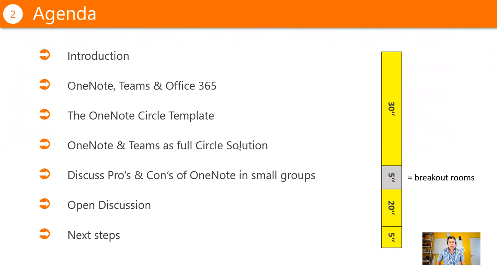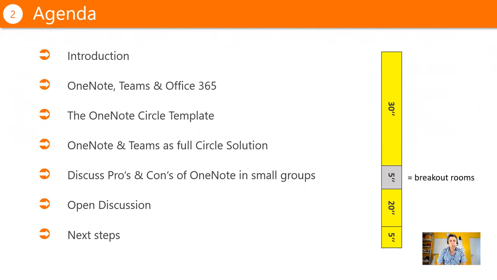And then I think the main part today is that I will show you a circle template, a template for OneNote that I use quite often in circles for documentation. I will show you this template in action, like how I use it. And you can also download it afterwards if you want to experiment with it. The good thing with OneNote is if you say it doesn't fit your needs, you can just change it, change the structure, the content, and so on.